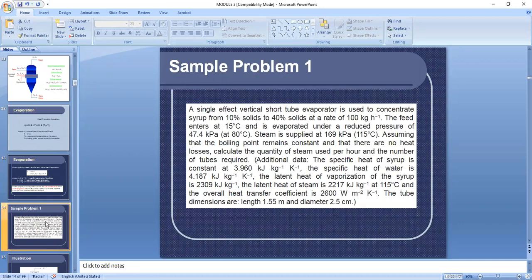Now you have this sample problem here. I will not have it discussed anyway. It's single effect, and you have the solution in here.